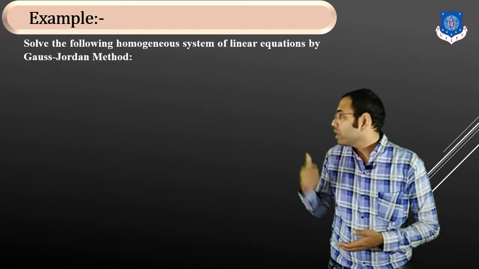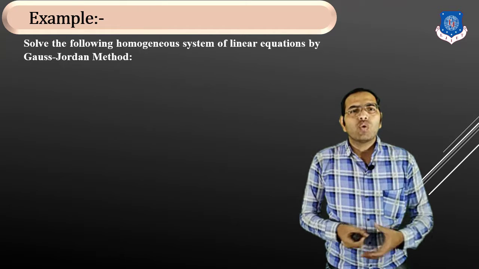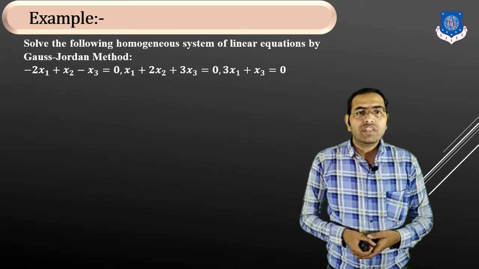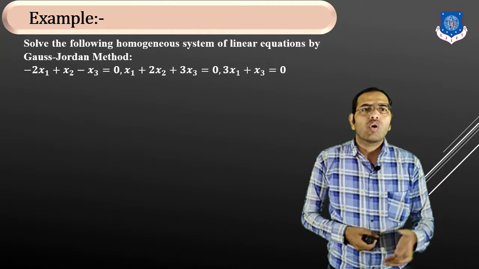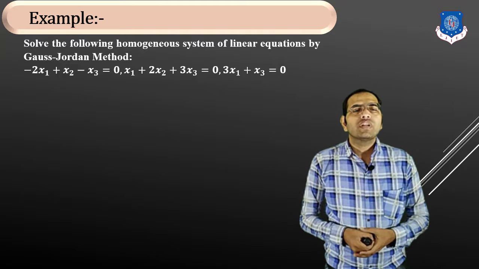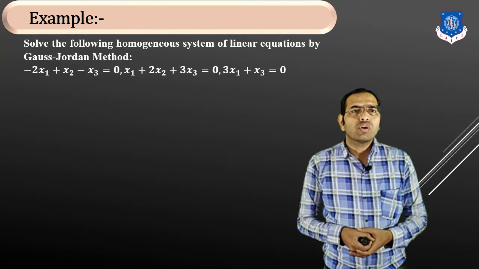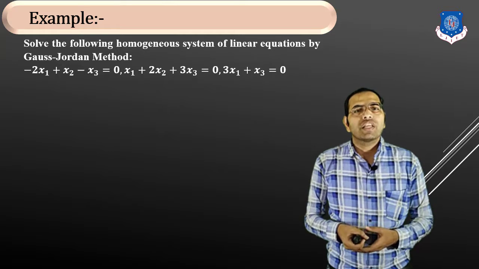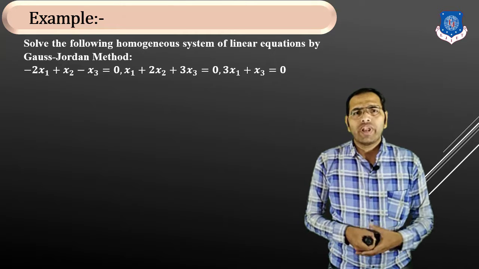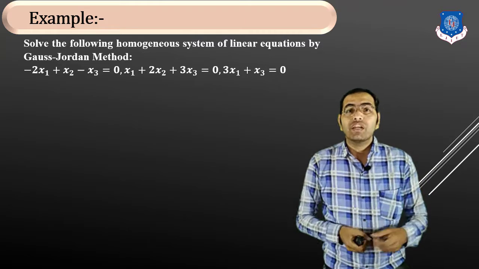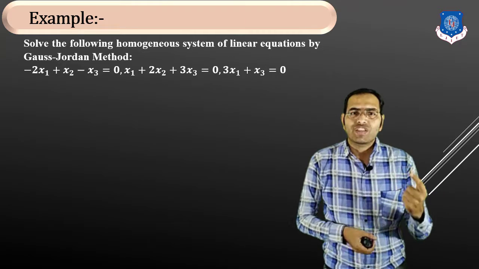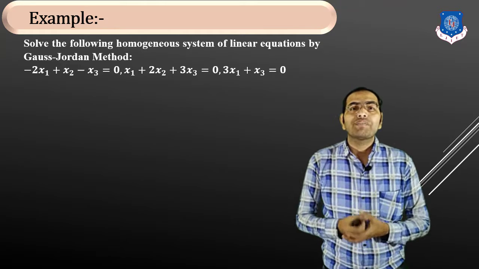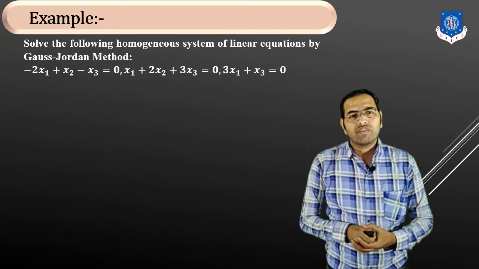Let's see one example based on the homogeneous linear system. Solve the homogeneous system of linear equations by the Gauss-Jordan method: minus 2x1 plus x2 minus x3 equal to 0, x1 plus 2x2 plus 3x3 equal to 0, 3x1 plus x3 equal to 0. In this example, we have a total of 3 unknowns, x1, x2 and x3, and each equation is equal to 0. That means it is a homogeneous linear system.